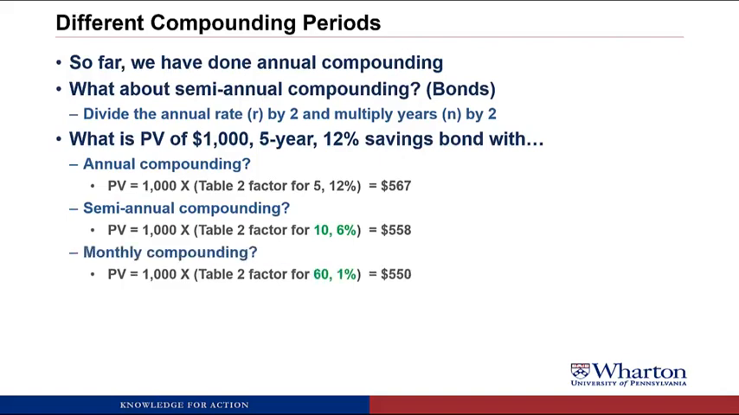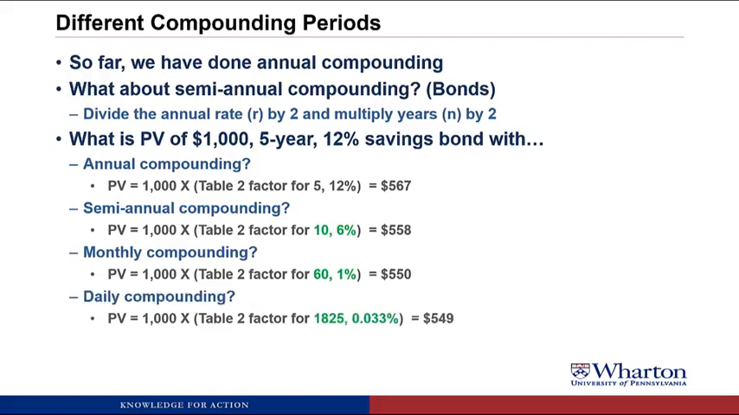You could do this with monthly compounding, where now you would divide the interest rate by 12. So instead of 12%, it would be 1%. You'd multiply the number of periods by 12. So instead of 5 years, it would be 60 months. We would get a present value of 550.